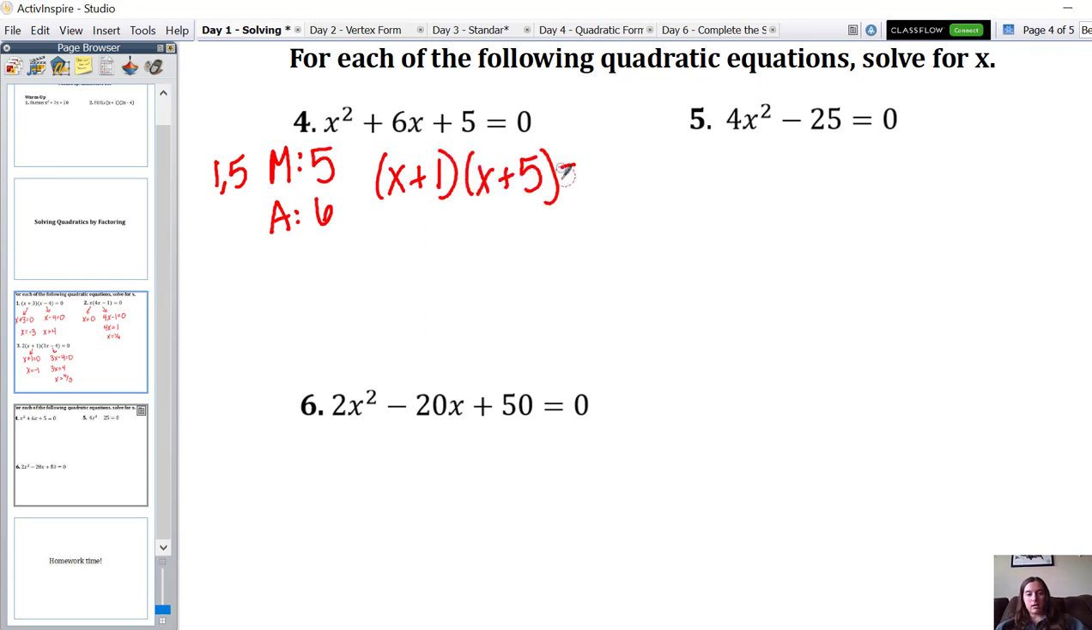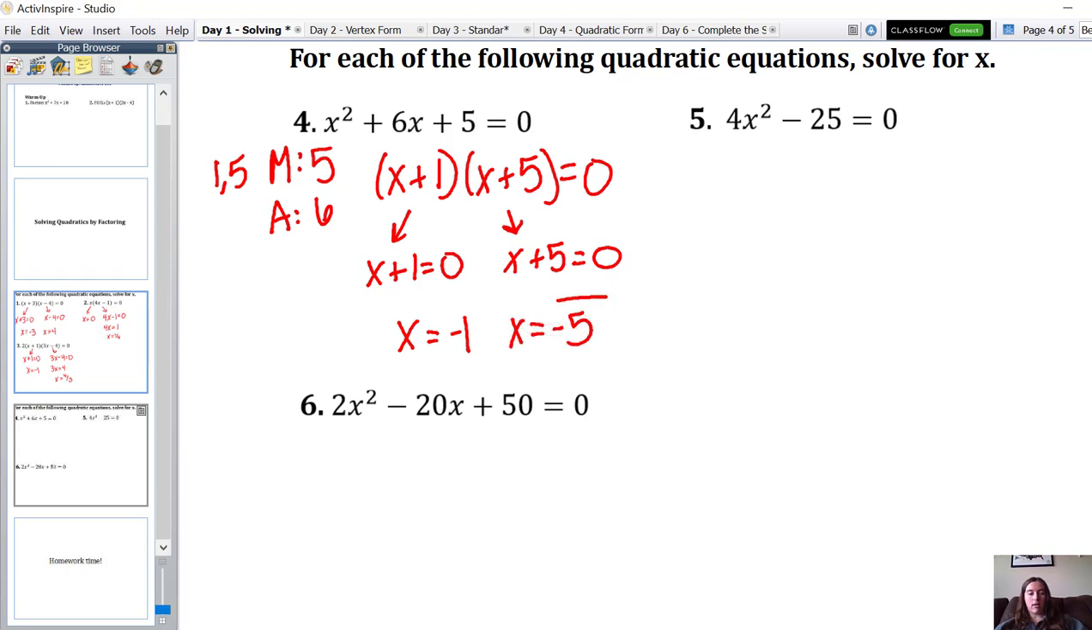And all of this is still equal to 0. We're going to keep that equal to 0. And this is where we take each factor and set them equal to 0 individually, and then solve for x in each one. So in the first one, I'm going to subtract 1, so we get x equal to -1. And then in the second one, I'm going to subtract 5, so here x is equal to -5. Those are our two solutions.